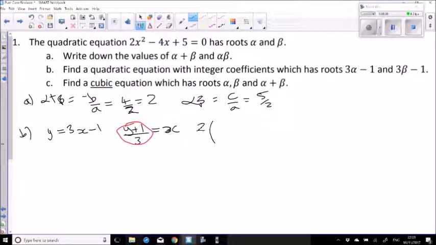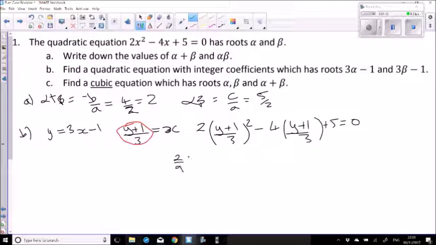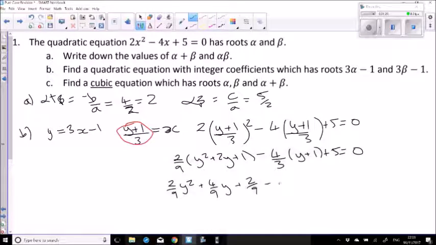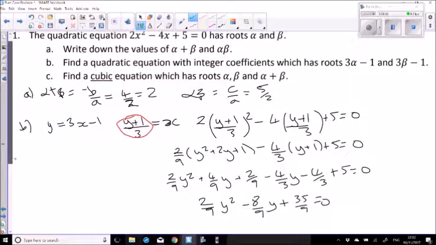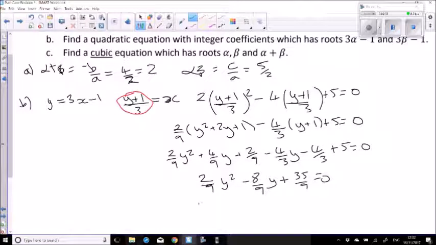So 2 times (y plus 1 over 3) squared minus 4 times (y plus 1 over 3) plus 5 equals 0. And then let's expand all that. It's quite usual though you want integers, so multiply through by 9.